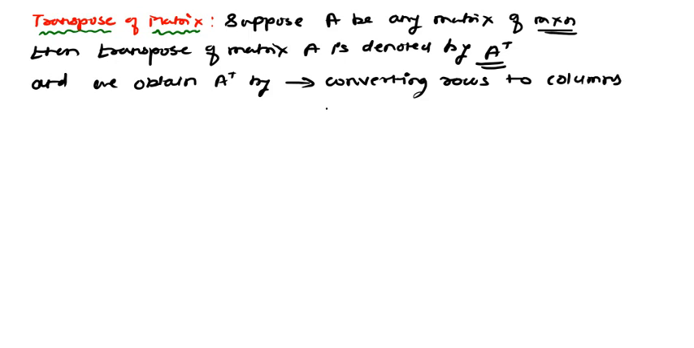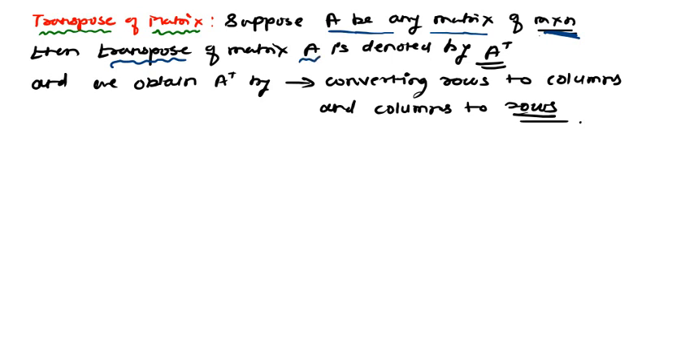and columns to rows. Okay, so this is a very simple definition of how to find the matrix transpose. So obviously by the definition, suppose A is any matrix of order m by n, then the transpose of the matrix A is denoted by A transpose. And how do we get this? Just by converting rows to columns and columns to rows.